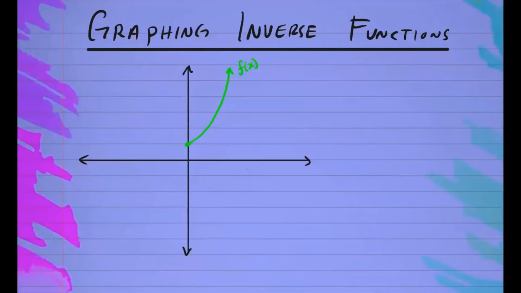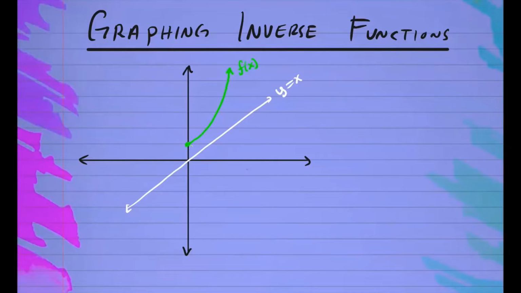Welcome everyone. In this video, I'm going to show you how to draw the inverse function. So suppose you're looking at this graph f of x. To draw the inverse function, we're first going to sketch the line y equals x, which is this line right here. Let's call this the line y equals x. And we're going to reflect f of x about this line y equals x.